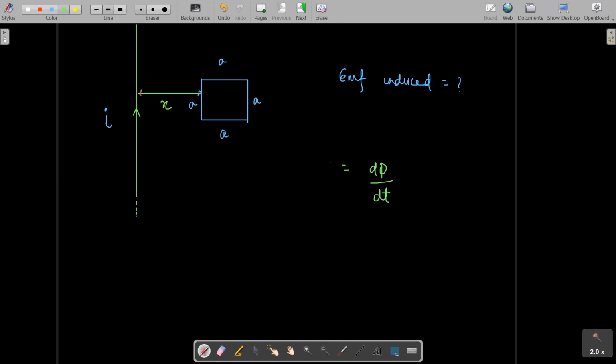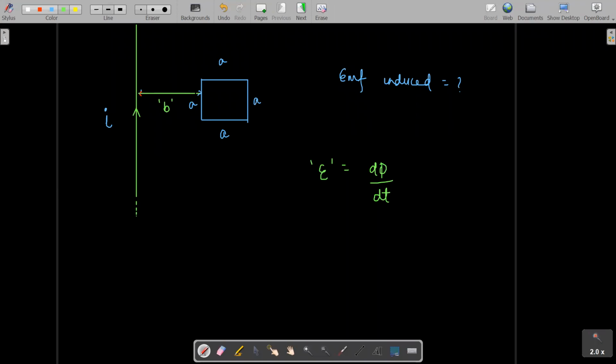Tell me, students, are you there? Yes, sir. Okay. So the magnitude of induced EMF will be d phi upon dt. What is phi? Phi is the flux. So in this problem, this is a square of side A, and this is separated by some distance x. Let us change this with B. Let us say that this length is B, and this length is A.